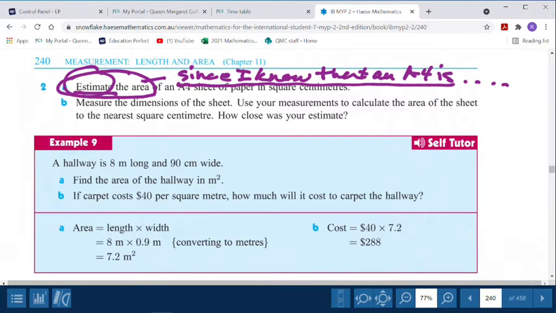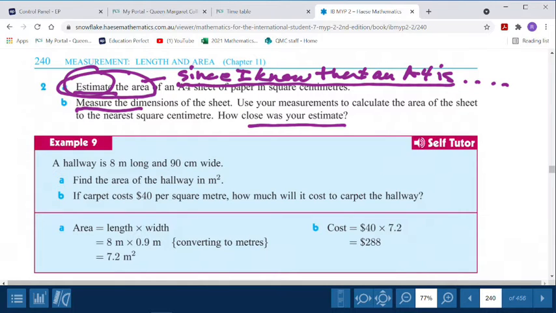All right. And then they simply ask you to measure the dimensions. And then use your measurements to calculate the area of the sheet. And then they want you to just look at how close your estimate is. So what you're doing here is you're just going to be trying to see how you feel the measurements, right? Okay? A centimeter is about what? The fingernail width. So you could kind of get a good shot. Yeah? You could kind of estimate by just putting your finger there.